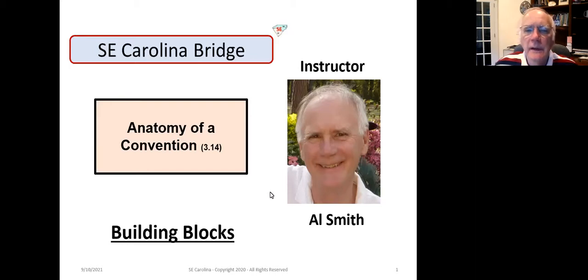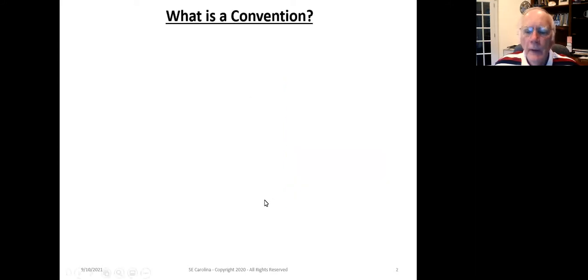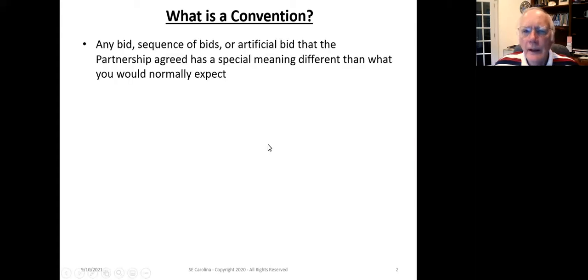Today we're going to discuss the anatomy of a bridge convention. Well, first of all, let's define what a convention is. A convention is any bid, sequence of bids, or artificial bid that the partnership has agreed has a special meaning, different than what you would normally expect. That's a mouthful, isn't it?